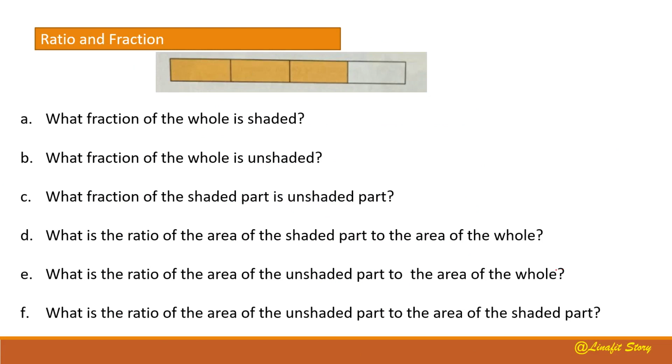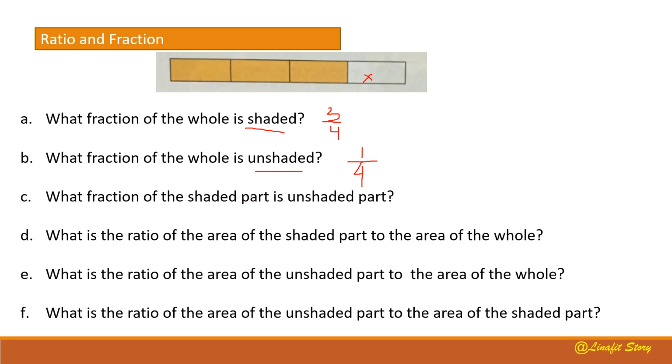The relationship between ratio and fractions. So as you may see from this diagram, 3 parts are shaded while 1 part is unshaded. So question A, what fraction of the whole is shaded? So shaded out of equal parts. So 3 out of 4. What fraction of the whole is unshaded? So unshaded is just 1 part. So 1 out of 4 equal parts.